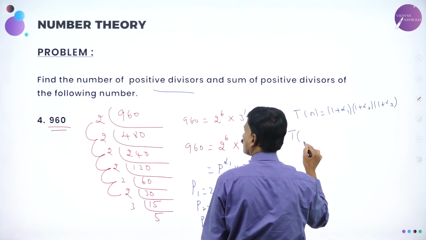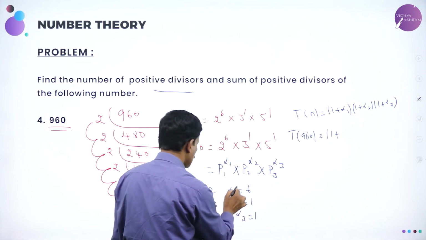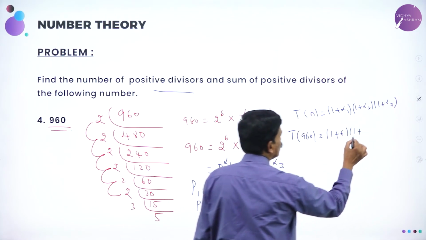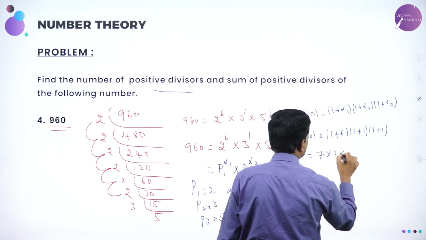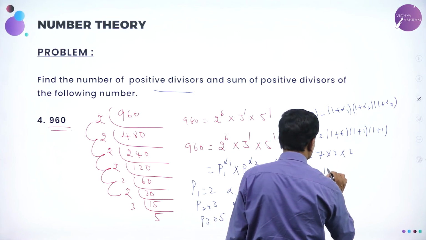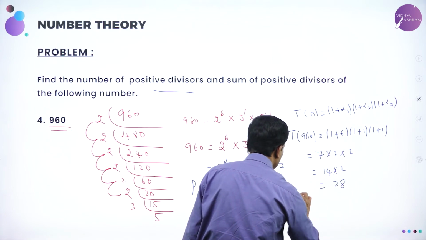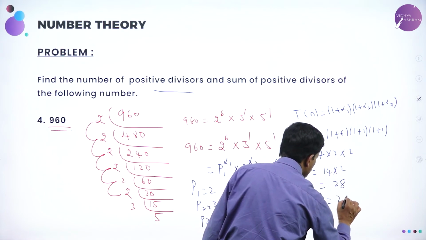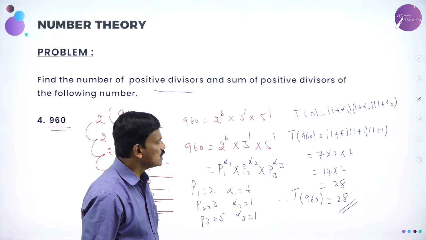So T of n is nothing but T of 960. 1 plus what is alpha 1? 6, into 1 plus what is alpha 2? 1. Alpha 3 is also 1. 1 plus 1. 7 into 2 into 2. 7 2s are 14. 14 into 2 is equal to 28. So therefore, the number of positive divisors of 960 is 28. 28 positive divisors are there. T of 960 is 28.